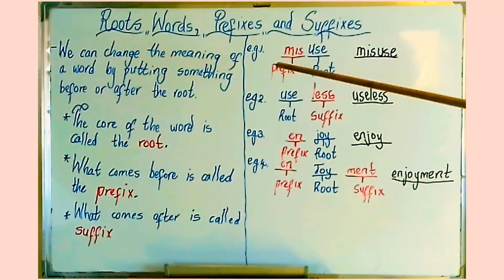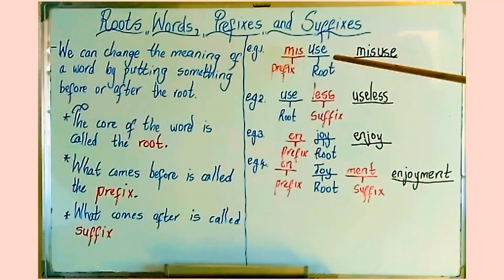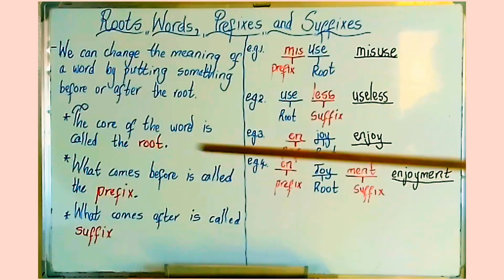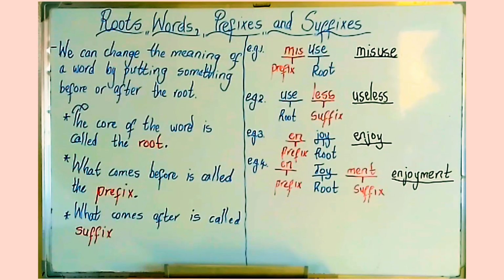Here's example number 1. We have the root, which is the original word. The root is use. So use is a verb. Then we have our prefix, which we put in front of use, which changes the word completely from what it means. Our prefix is mis. So we have misuse. So now use and misuse are two different words.